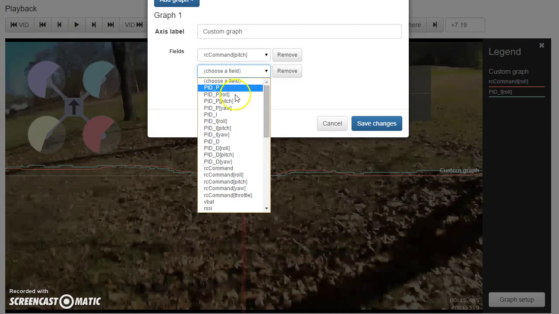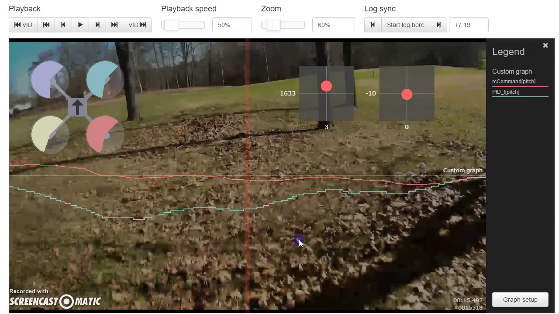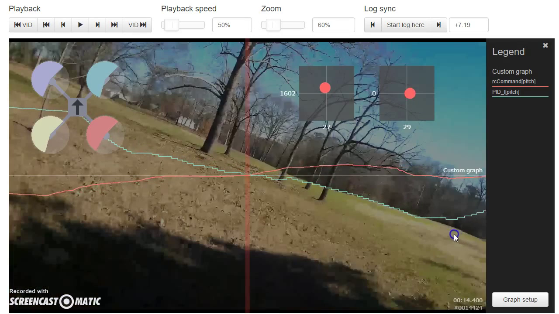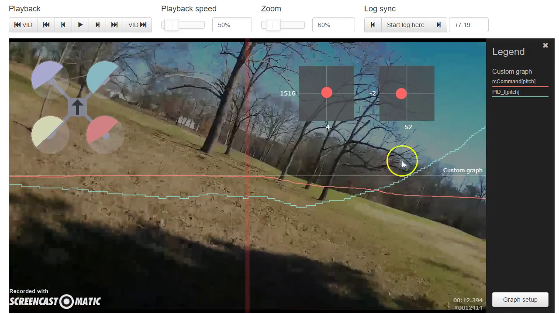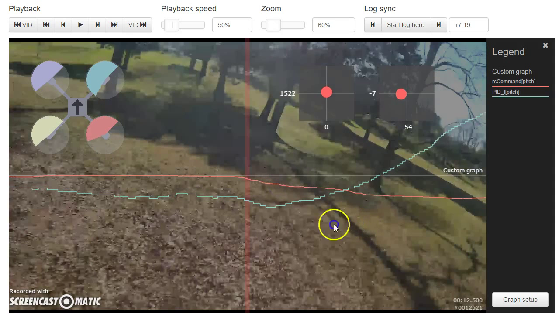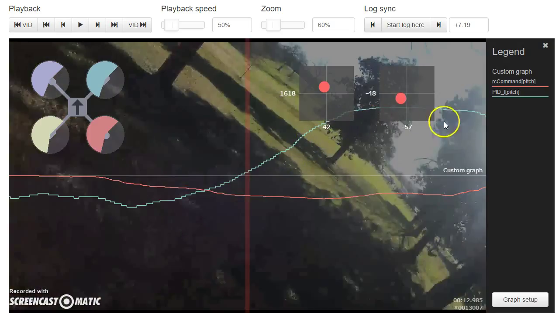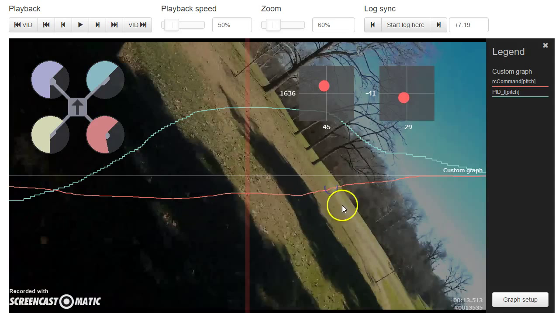RC commands pitch and PID I pitch. Let's take a look at pitch. So here is a place where I started commanding. This is pitch forward. The I term starts doing something in response to the dynamic condition.